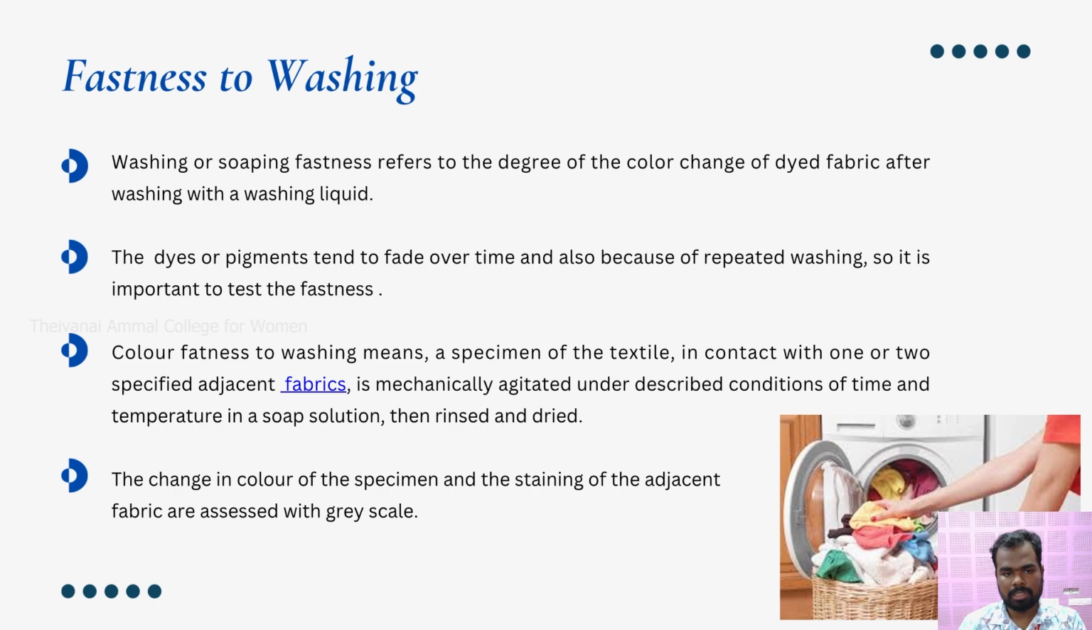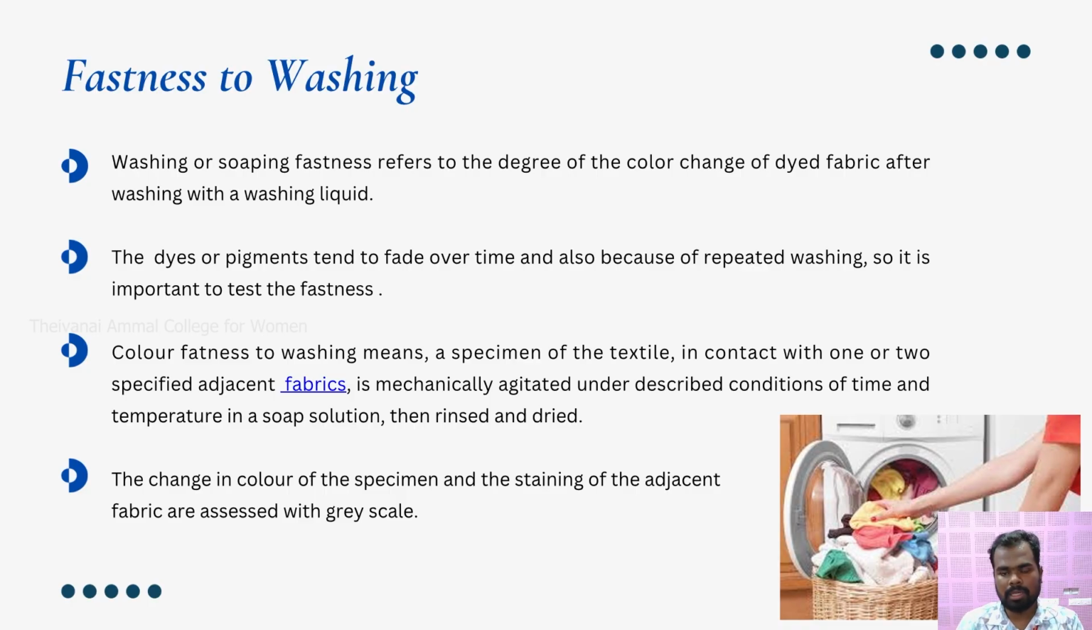So, fastness to washing. Washing is a simple process of laundering our garments or cloth in day-to-day life. It is a part of our life. It is a process of soaping or a degree of laundering. It affects the color change of the dyed fabric, maybe through the detergent or washing liquid, and the agitation through washing machines, or the hand pressure or force we apply to garments when washing. That affects the fading or color fastness of a garment. The dyes or pigments tend to fade over time.